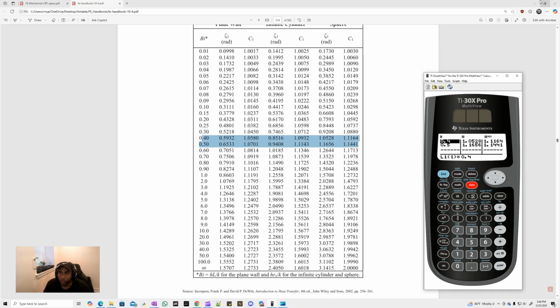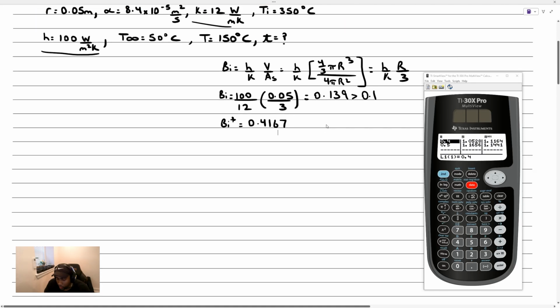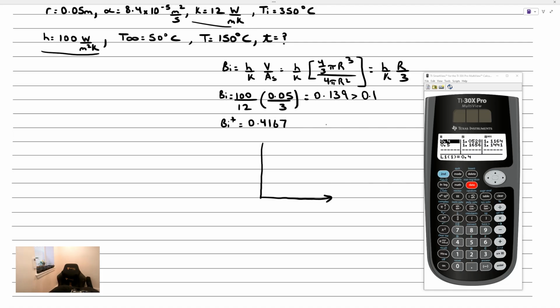Let's talk through exactly why I'm doing this and how this works. What I'm saying here is that I have a coordinate plane with Bi star on the x-axis and either a zeta or a C on the y-axis. And between my bounds, which I know Bi star, 0.4 and 0.5, there is my point of interest, which is 0.4167. Now, what I want to do is for that 0.4 and 0.5, I know there's, let's say, a zeta value associated with those 2 points.